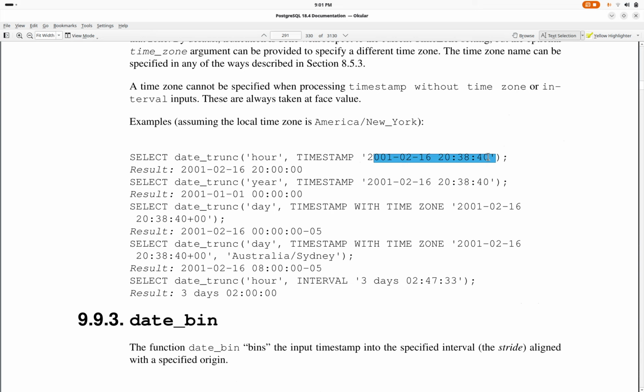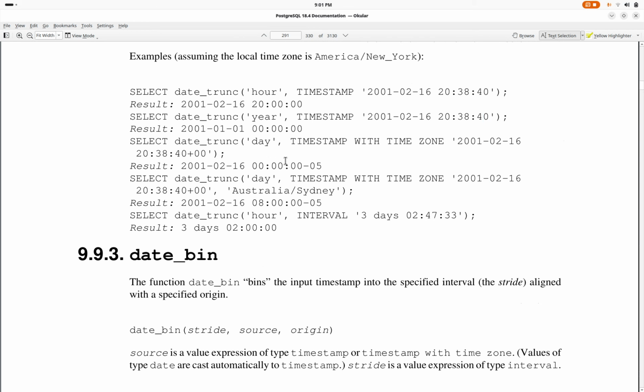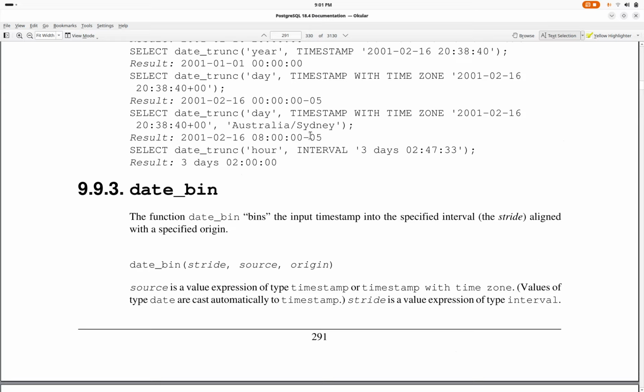So we have this timestamp and we extract hour, or rather we truncate to hour, then the minutes and seconds become 0. Then we truncate to year, so all other fields become 0, and month and day become 1. And similar examples are given.